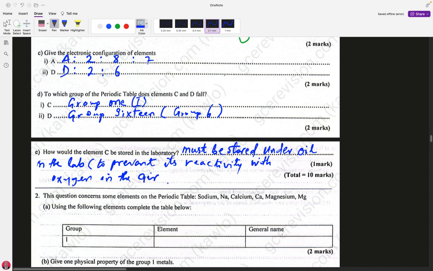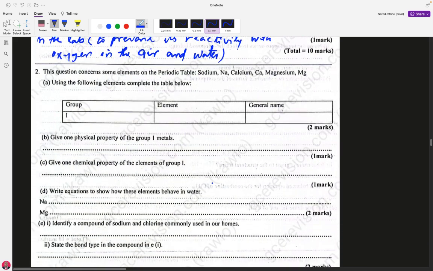In the air and water. This is just an addition for you for subsequent revision. So it must be stored under oil in the lab. That is just all. So go to question number 2.